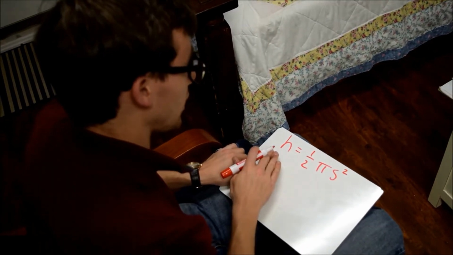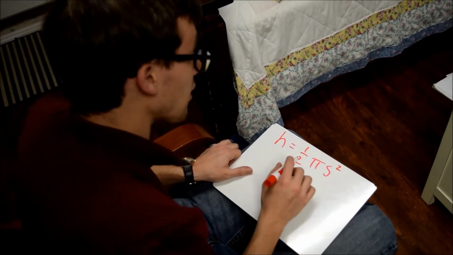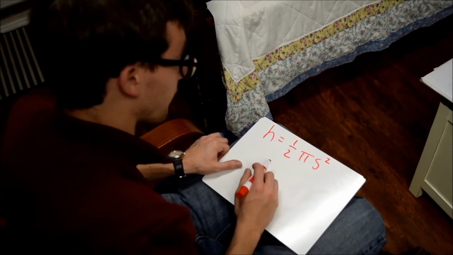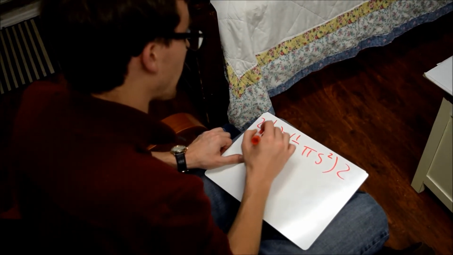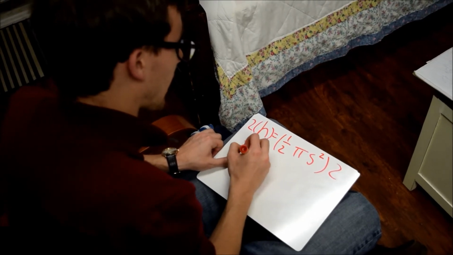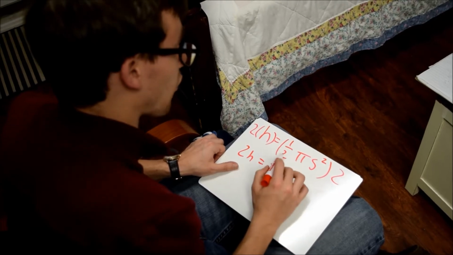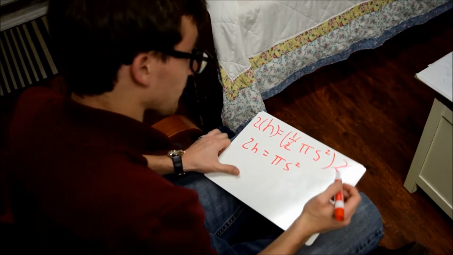We started with this equation, h equals 1/2 pi s squared. Now I know I need to move this 1/2 and pi to the other side to get s by itself. To move the 1/2 to the other side, I multiply both sides of this equation by 2. And I get 2h equals pi s squared, because 1/2 times 2 will give me 1.